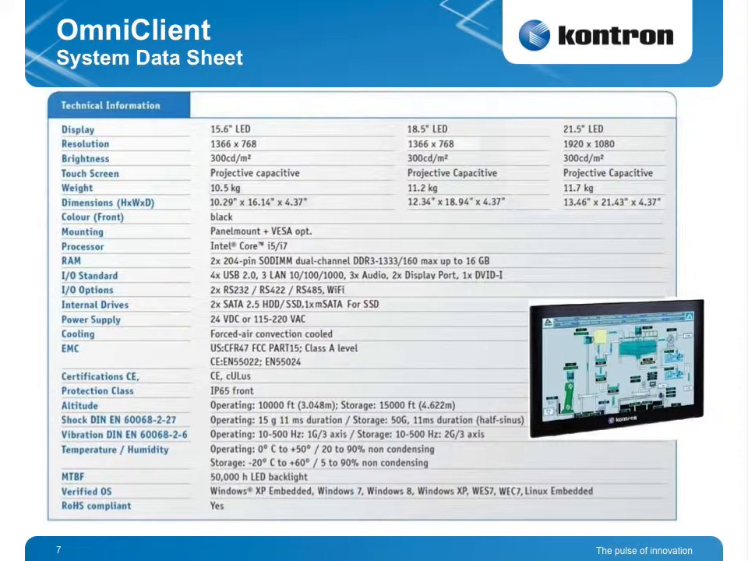The OmniClient data sheet covers the product line as it stands right now. It details out all the options that are available and the standard products as well. It also shows that we are CE qualified and UL qualified, along with all the shock and vibe and altitude constraints that we meet or exceed. All of our products are RoHS compliant, and RoHS 2 compliance is something that we're going for as well. The only thing that drives the RoHS compliance right now is the fact that the motherboard is RoHS and not RoHS 2. The new motherboard is RoHS 2, so we'll become a RoHS 2 compliant machine as well.